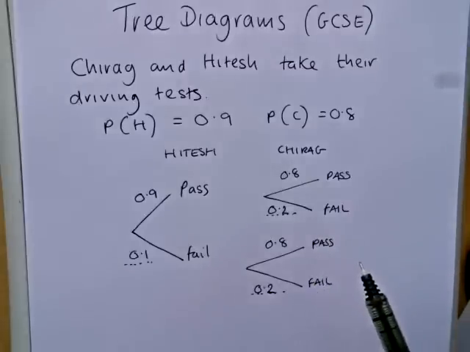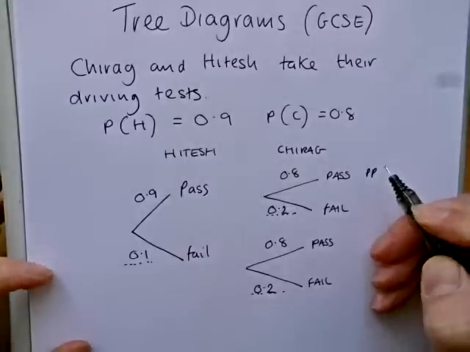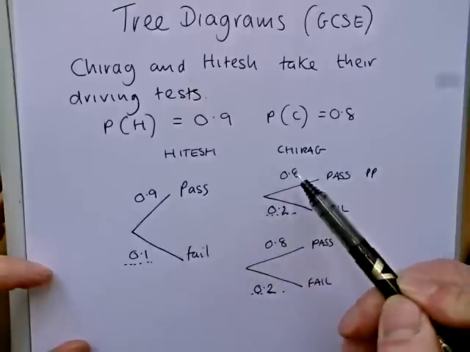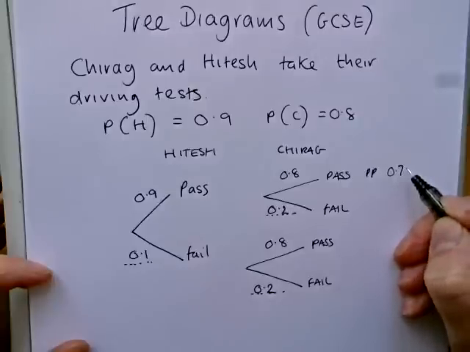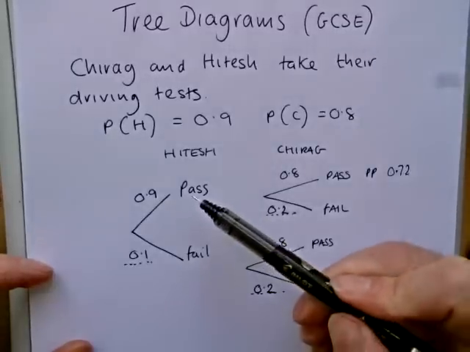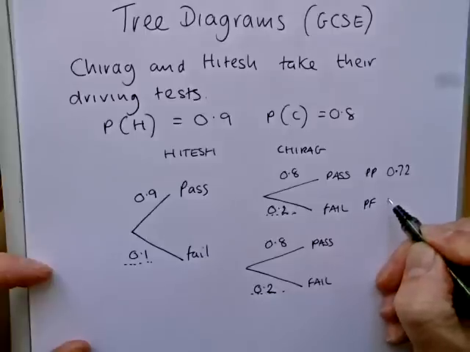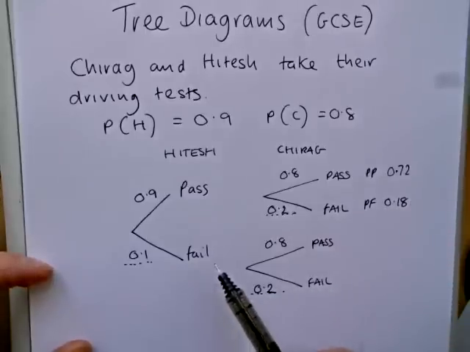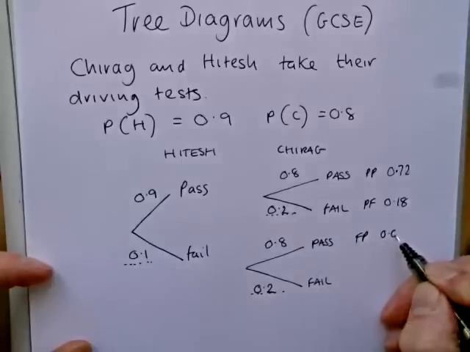So with the table full, we can then work out the probabilities of the 4 possibilities. The probability that they both pass, so it's Hitesh passing and Shirek passing, would be 0.8 times 0.9, which is 0.72. That's just like 8 times 9, and then putting a point in front. And then Hitesh passing and Shirek failing would be 0.9 times 0.2, which is 0.18.